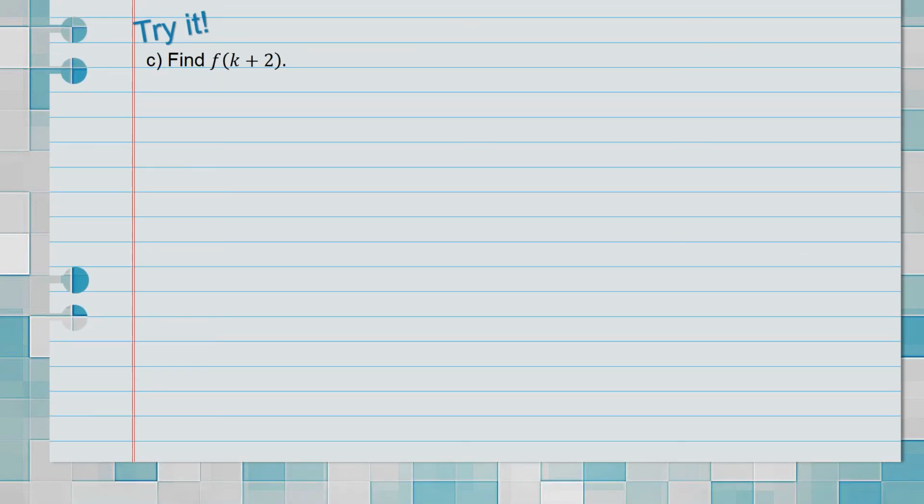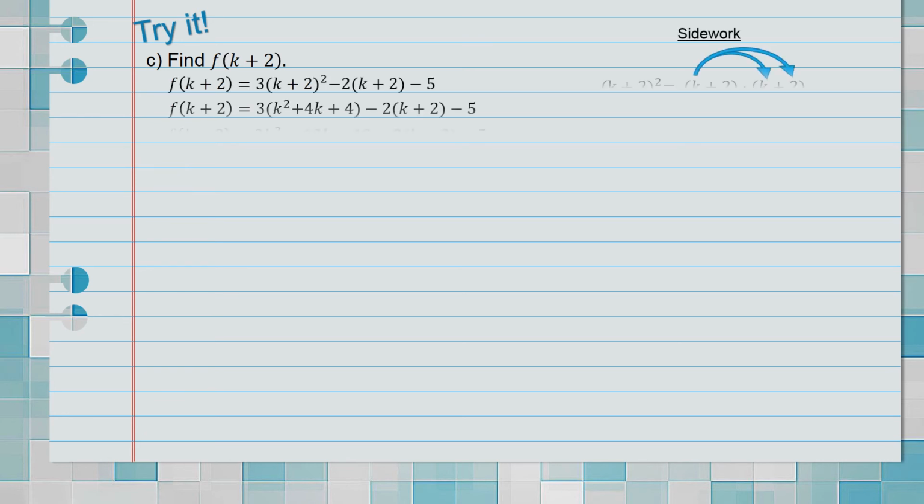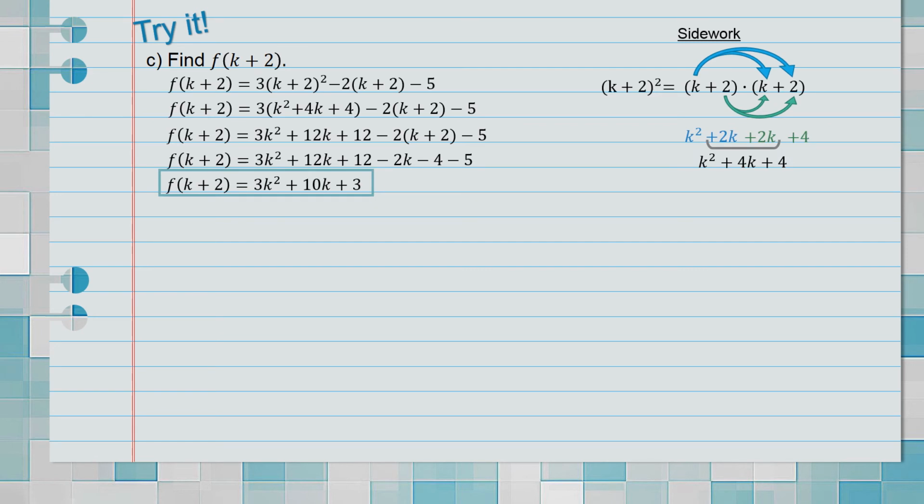For part C, we were asked to find f of k plus 2. So again, every time you saw x, you should have replaced it with k plus 2 and then followed GEMS. Hopefully you found f of k plus 2 to equal 3k squared plus 10k plus 3.